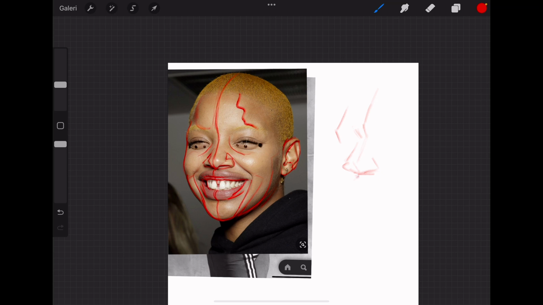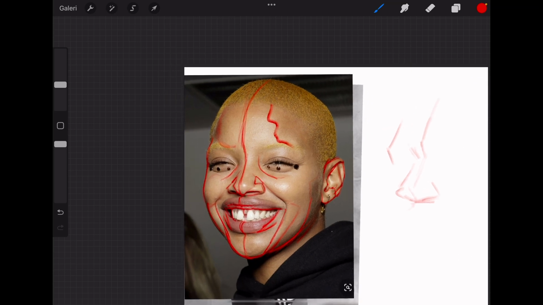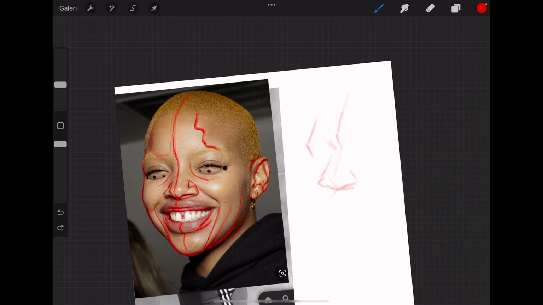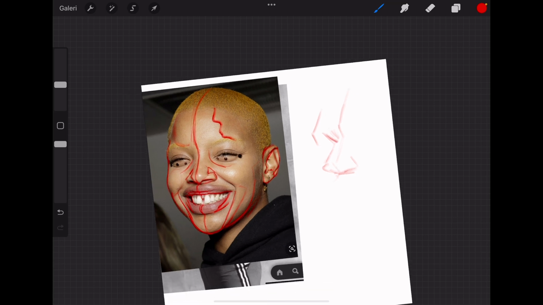And then I'm following the symmetry line that I drew right now. And then there's this different plane in here. It's not gonna be an exact copy of the reference, by the way. I'm just trying to find out the exact forms. Hold up. But I do need to make the proportions somehow okay.